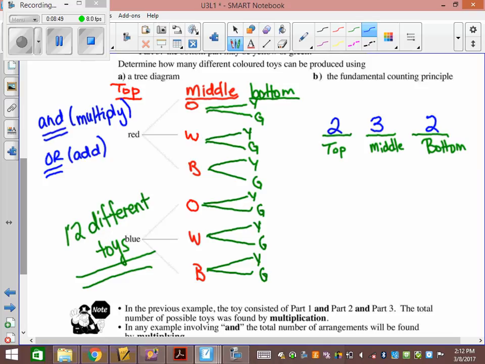Do I need and or or? Can I have the top or the middle or the bottom and still have the whole toy? No. I need the top and the middle and the bottom. So that's why I multiply them. 2 times 3 times 2 is 12 different toys.